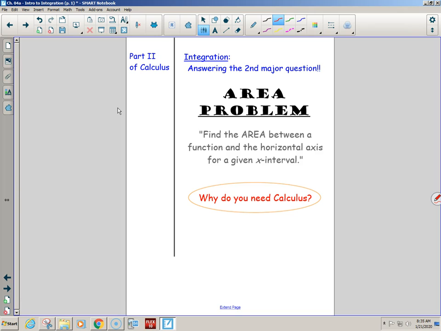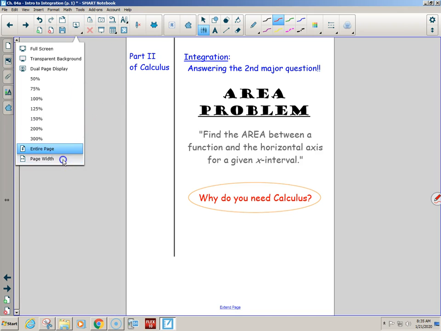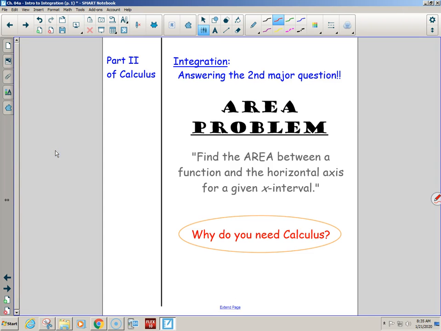Okay, so answering the second major question of calculus. Maybe you remember there were two from the very beginning of the year. Maybe you don't. The first one was slope of a tangent line, basically instantaneous rate. How to find the rate at one point, the slope at one point. The second big question is the area problem. Find the area between a function and the horizontal axis for a given interval. Now, maybe that's the big question that's answered, or maybe that's the answer to another big question. But either way, what needs to happen for a definite integral is finding the area between a function and the horizontal axis for a given x interval.